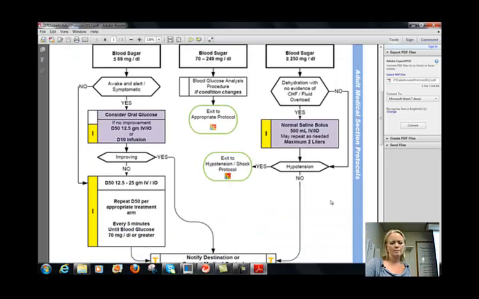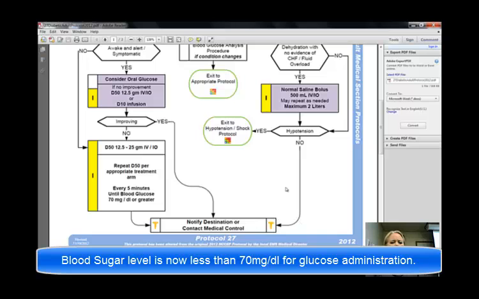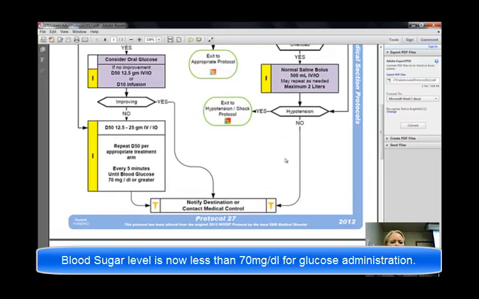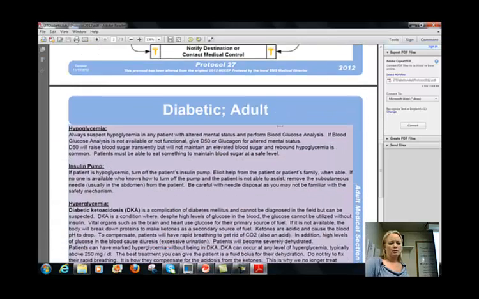The diabetic protocol is just divided into low blood sugar and high blood sugar. The biggest difference on this protocol from the 2009 is that the blood sugar limit has been changed for giving oral glucose. It used to be less than 60, and now it's less than 70. So if they're less than 70 and symptomatic, then you can give oral glucose, and then option for D50 if they're not able to tolerate oral.